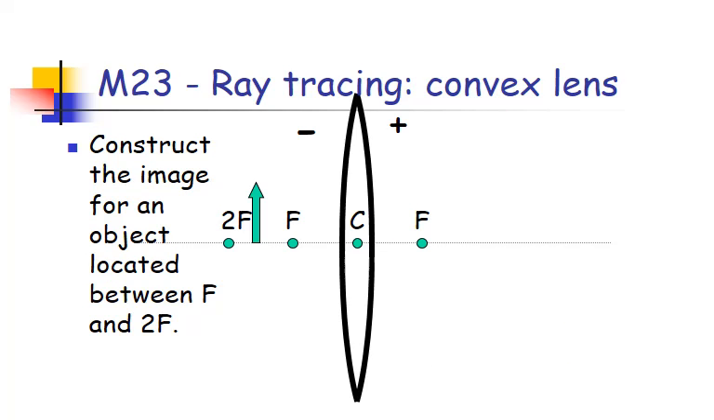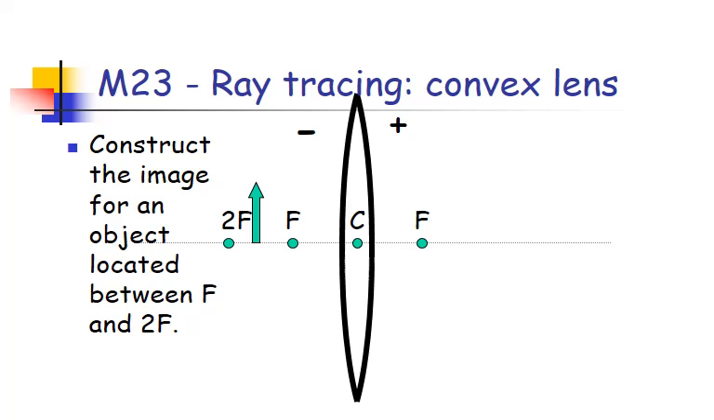All right, so let's try this one on M23. You can place your object in between 2 focal lengths and a focal length, and give this one a try. So yeah, go ahead and pause the clip and try this one, and when you're ready to check, you can hit play to continue.